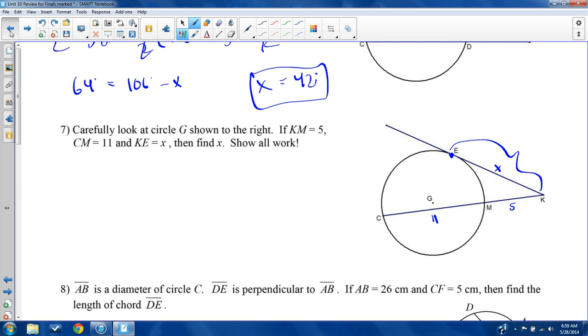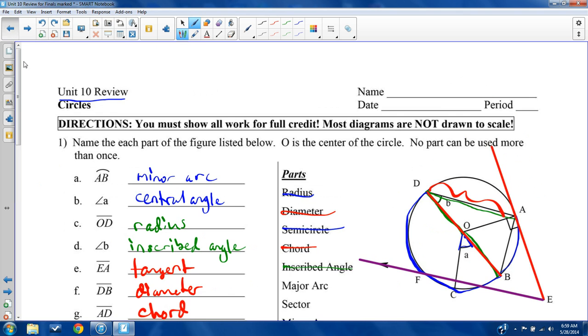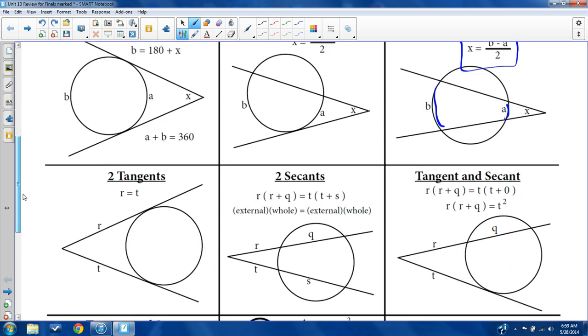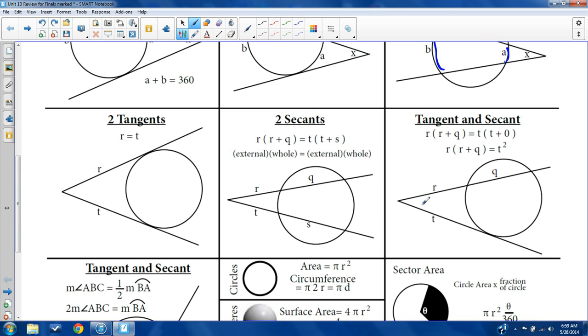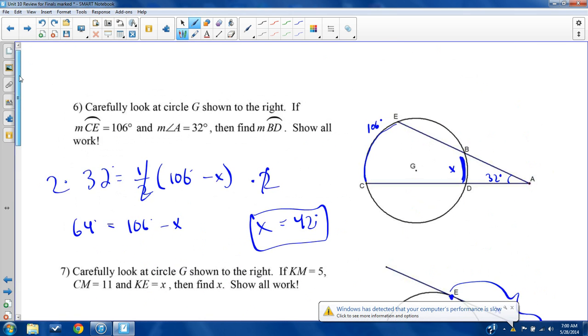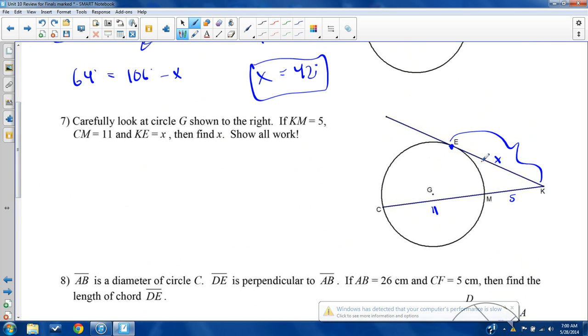A secant intersect with the tangent line still has the same properties in the circle stuff area right here. The outside times the whole thing, r times r plus q, equals the outside times the whole thing, t times t plus 0. There's nothing on the inside, so the whole thing is still t. So r times r plus q equals t squared. I don't need to memorize it like that. I just need to know the outside times whole thing is outside times whole thing.